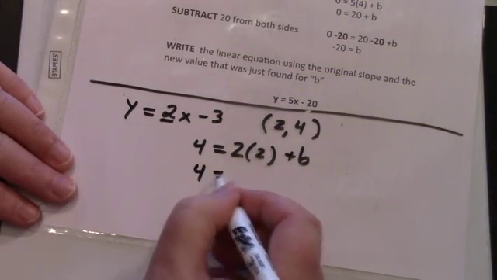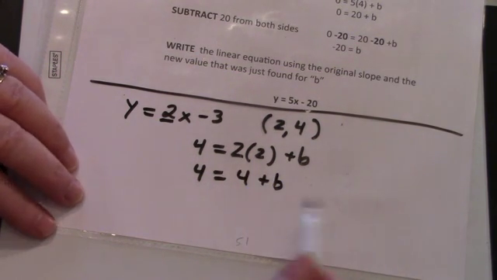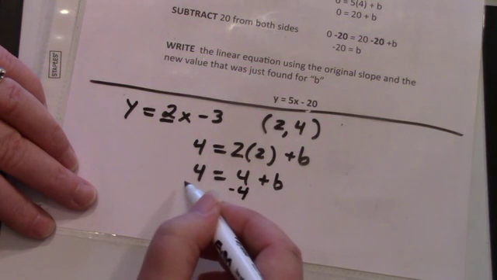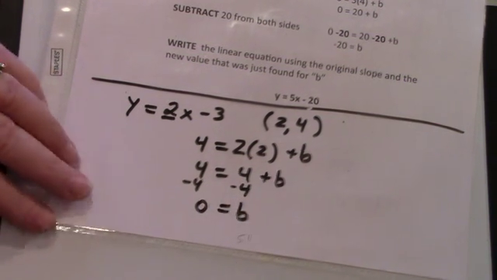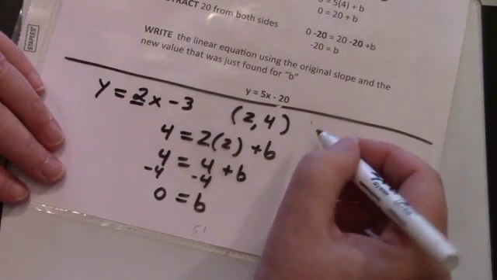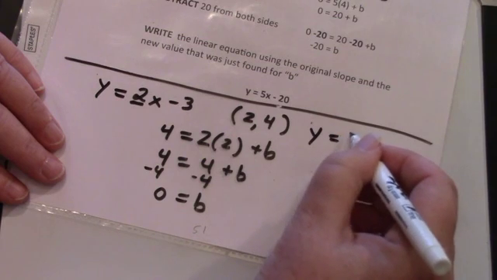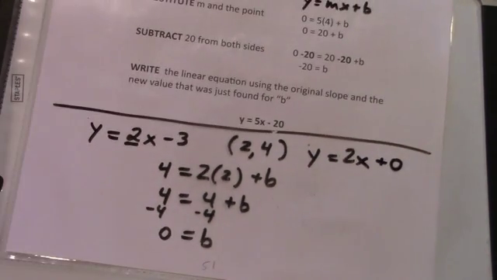So 4 equals 2 times 2, which is 4, plus b. Let's subtract 4 from both sides. We end up with 0 equals b. Okay, well that's not too bad. Let's not freak out because it's 0, all right? Let's write our equation now. So our parallel equation is going to be y equals 2x plus 0.